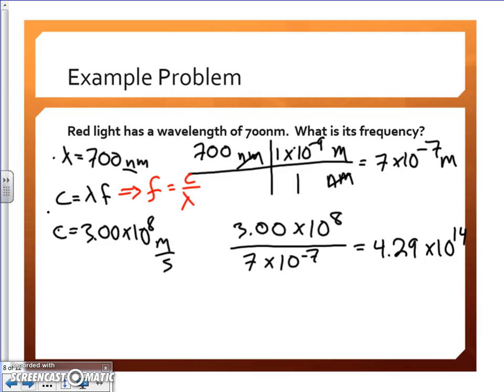Now I have to think about what it is asking for. It's asking for frequency, so my label here is going to be hertz, or Hz. You could also put seconds to the negative 1 for that. But 4.29 times 10 to the 14th. Notice I took it back and put it in correct scientific notation for my answer here.